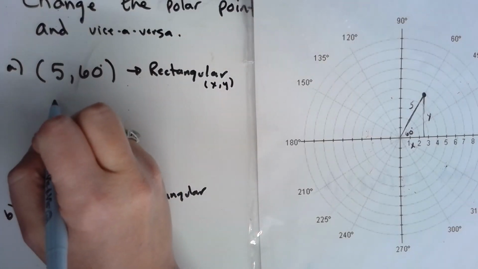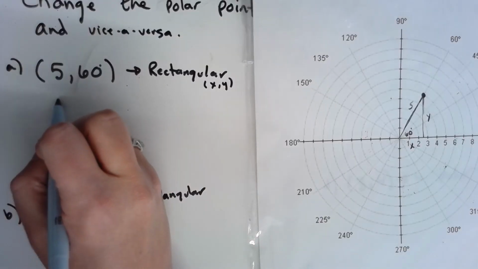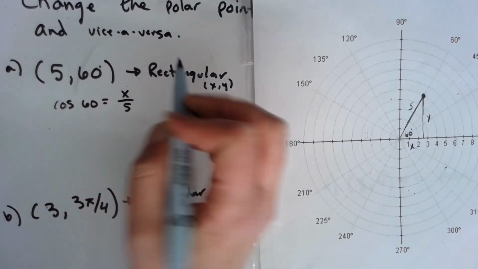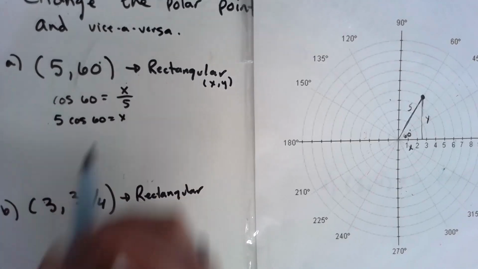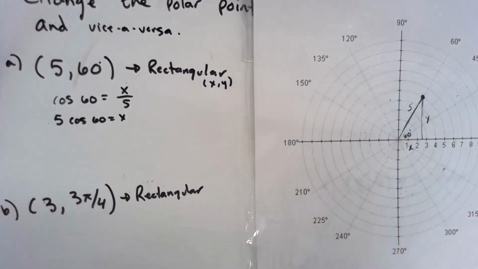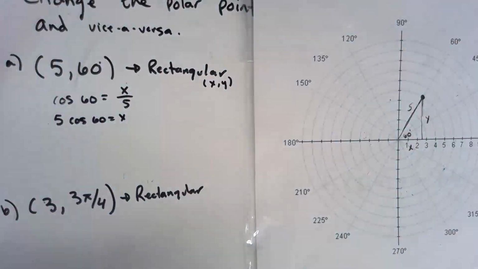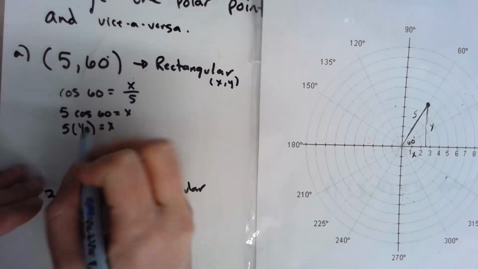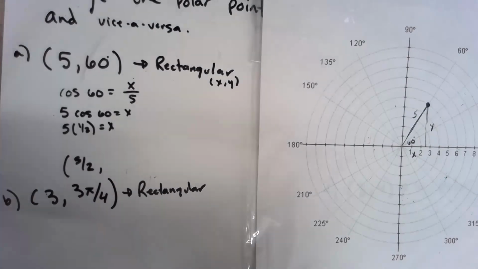So I know to find my x coordinate, I would be doing cosine. So I'd say cosine of 60 equals x over 5. So 5 times cosine of 60 equals x. Now I could type this in my calculator, but 60 is one of those numbers on my unit circle. So we know cosine of 60, sorry, I was using my hands, is 1/2. So we have 5 times 1/2 equals x. So our x coordinate is 5/2.